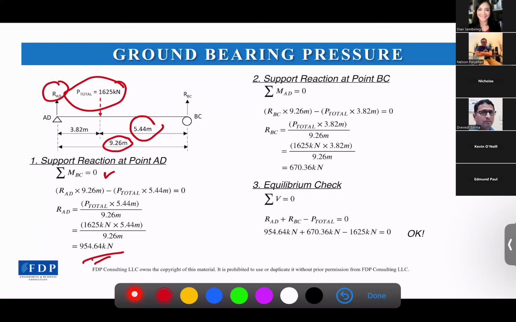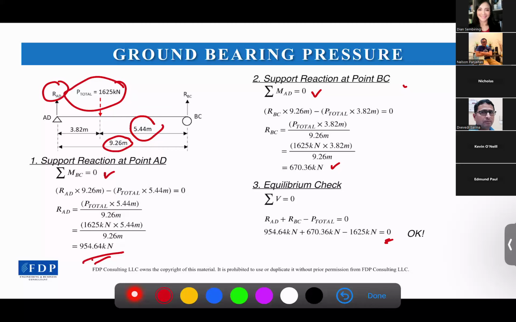And to calculate the reaction at BC, we will use sigma moment at AD equals 0. Same process, we get the reaction at BC is 670.36 kilonewton. Then we do the equilibrium check by total forces equals 0, and we got 0. That means our reactions are already correct and we are in the equilibrium state.